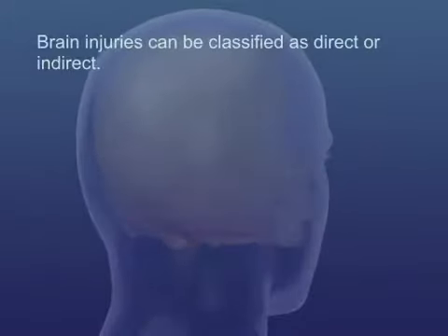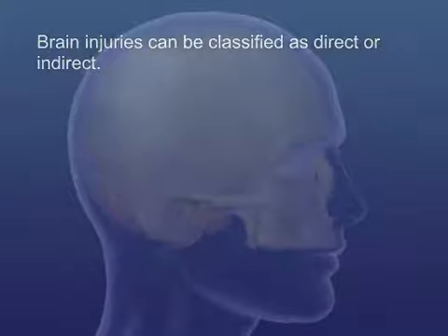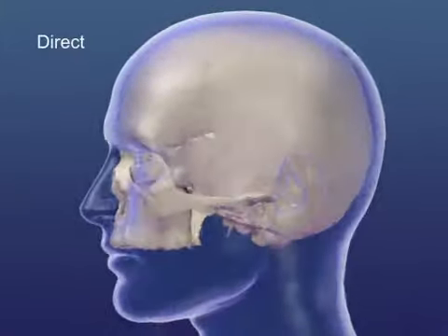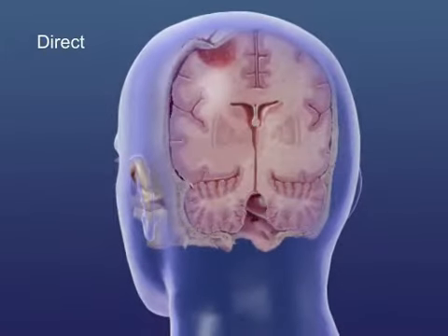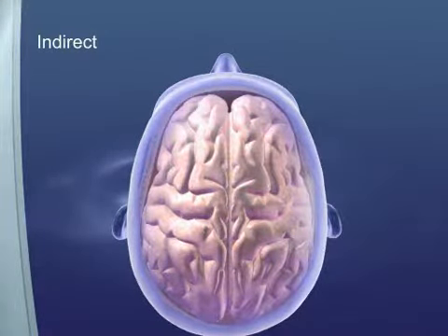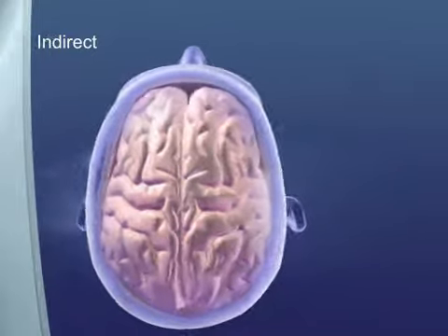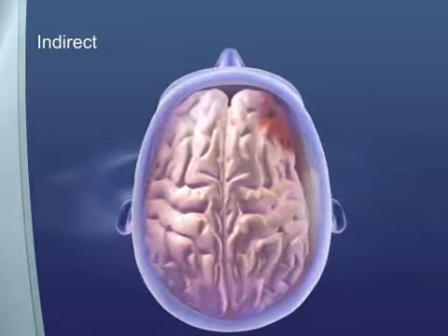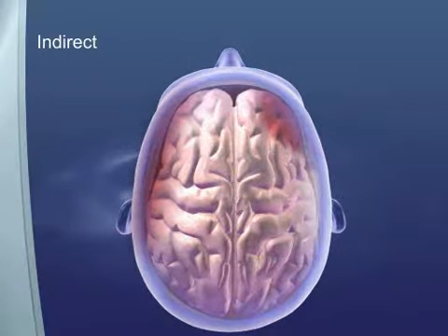Brain injuries can be classified as direct or indirect. Direct injuries can occur in open head injuries when the brain is lacerated, punctured, or bruised by broken bones or by foreign objects. Indirect injuries may occur with either closed or open head injuries. In an indirect injury, the shock of impact on the skull is transferred to the brain. Indirect injuries to the brain include concussions and contusions.